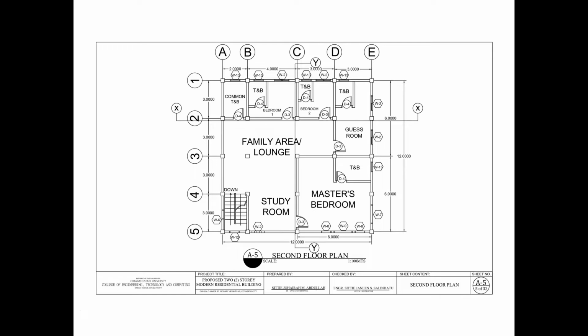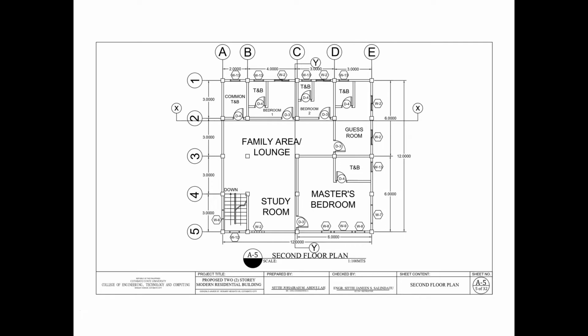For the second floor plan, there are family area, one guest room with toilet and bath, study room, one common toilet and bath, two bedrooms with toilet and bath, master bedroom with toilet and bath, and also I've included the stair, as you can see.